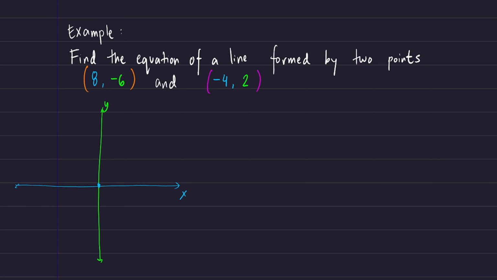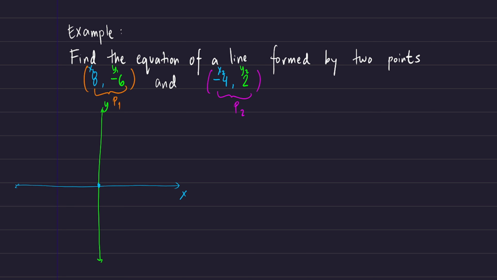Ang point 1 natin ay 8, negative 6. And ang point 2 natin ay negative 4, 2. Since ang point 1 natin ay 8, negative 6, ang X sub 1 natin ay 8 at ang Y sub 1 natin ay negative 6. Sa point 2 naman, ang ating x sub 2 ay negative 4 at ang y sub 2 natin ay 2.